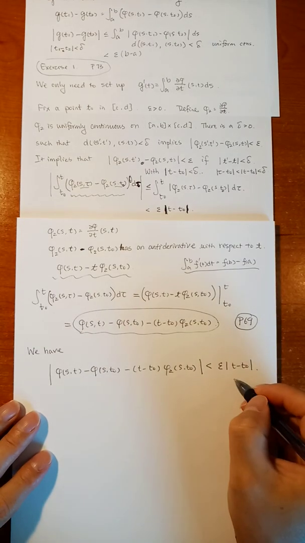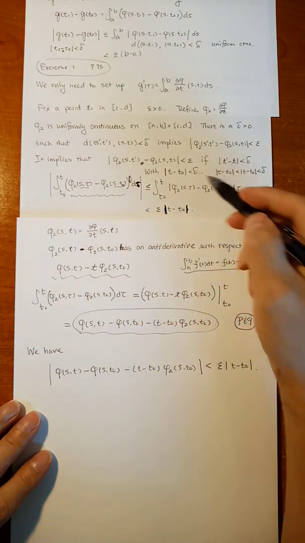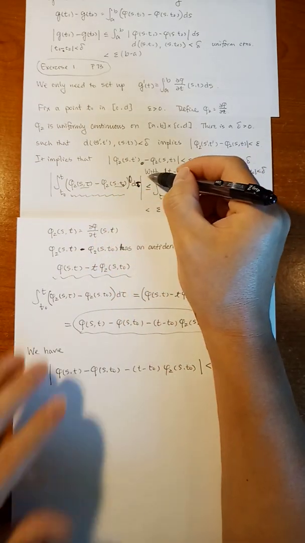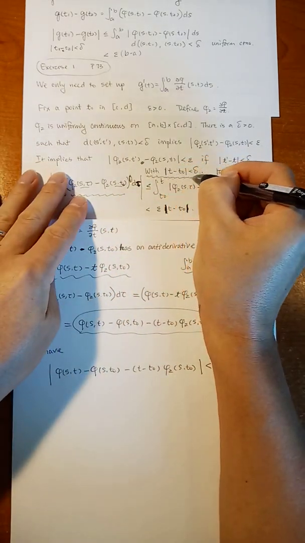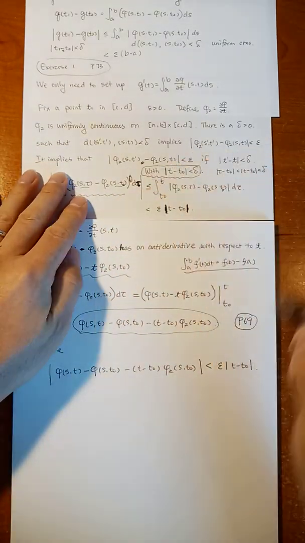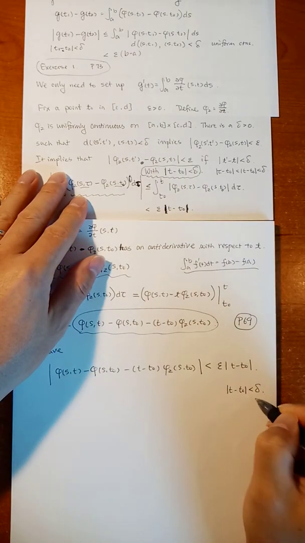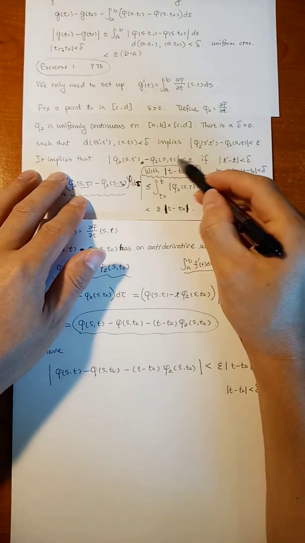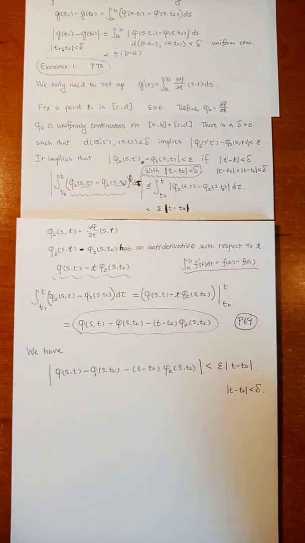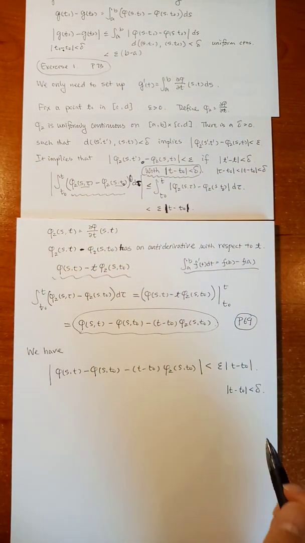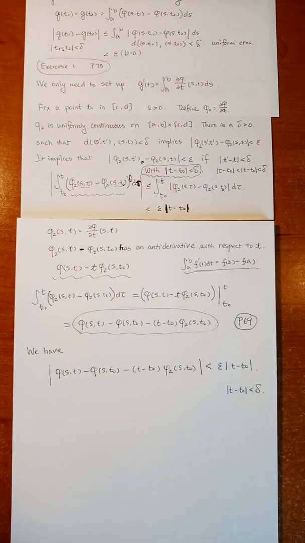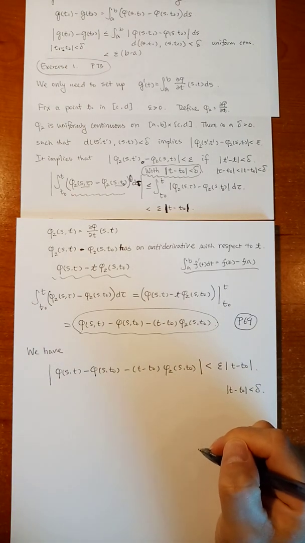In this place, we only need one requirement. Remember, all these things start with this requirement. So we need t minus t0 less than delta. How do you get delta? Delta comes from the uniform continuity of phi 2. Uniform continuity of phi 2. Again, we need uniform continuity. All right, excellent.